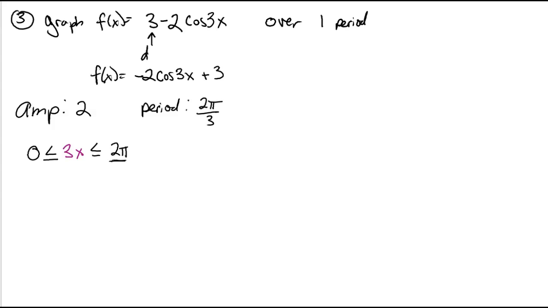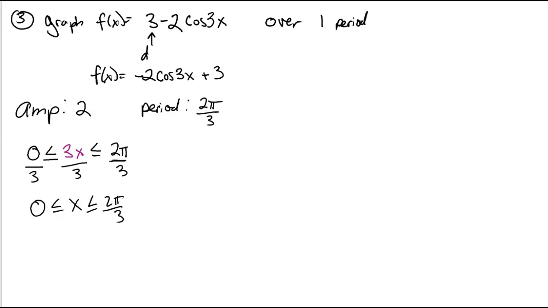So what do I do next? I'm going to go ahead and divide this by 3. I'll divide this side by 3, and I'll divide this side by 3. So when I do that, this will give me 0, x, and then 2 pi over 3.